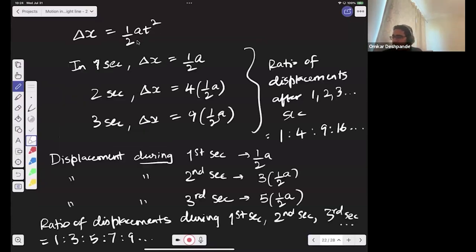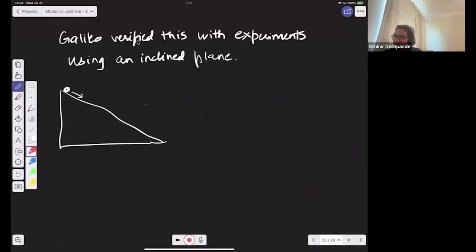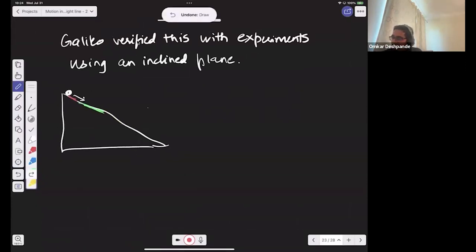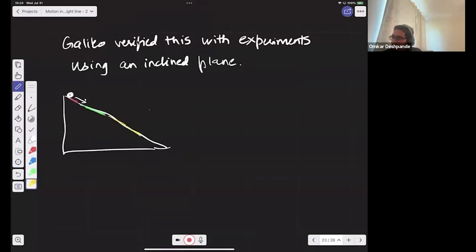One is to mark lengths that are in this ratio on the inclined plane, lengths that are successively in this ratio. So maybe this is one, this is the next, 3 part, and the next part is supposed to be of length 5, and so on, right? 1 is to 3 is to 5, and check whether after the first second, the ball is exactly there. After the second, the ball is exactly here. After the third second, the ball is exactly there, and so on.